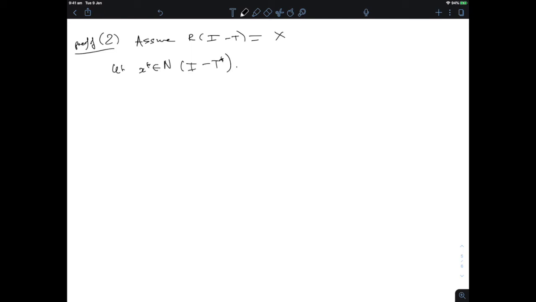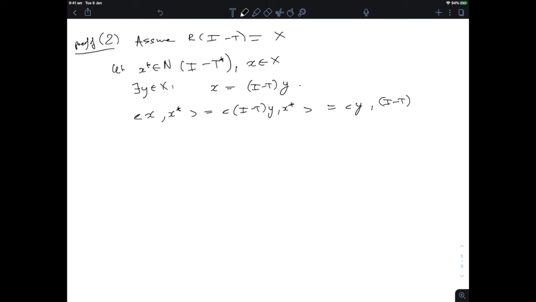We've got that if I take an x in X, there's going to exist a y in X such that x is I minus T of y, because the range of I minus T is the entire space. So when I apply x star to x, I'm really applying x star to I minus T of y. And so moving the adjoint to the other side, I get y applied to I minus T star of x star. But I minus T star of x star is 0 because x star is in the null space of I minus T star.